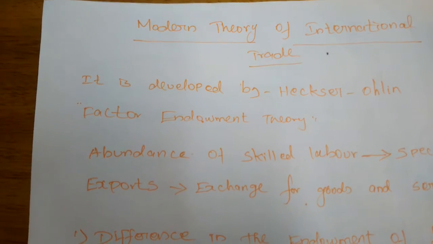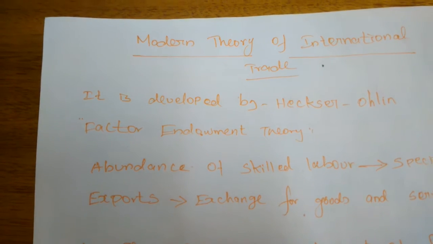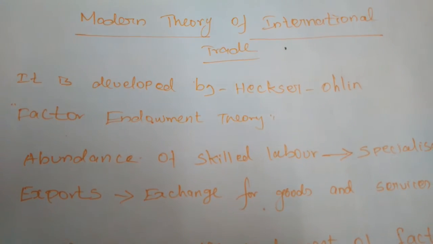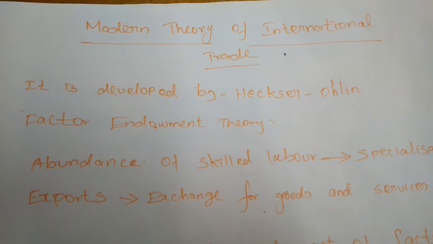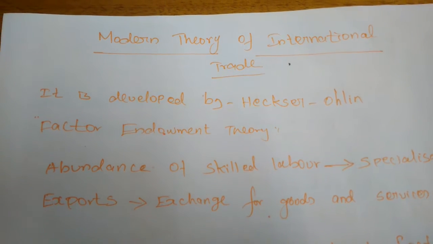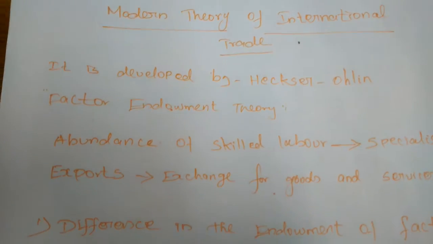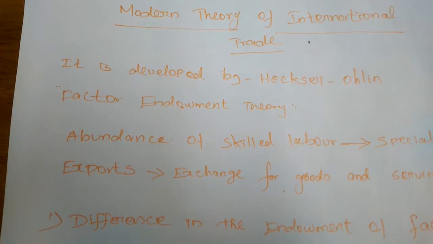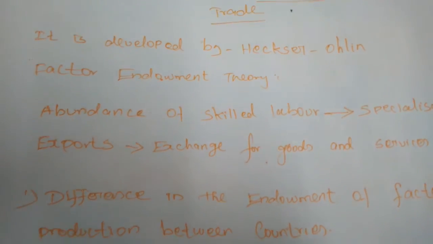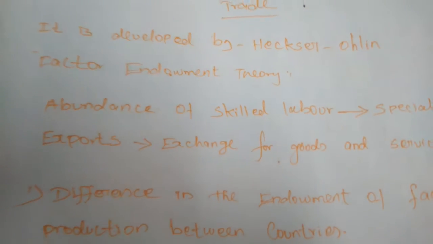The modern theory of international trade was developed by the Swedish economist Eli Heckscher and his student Bertil Ohlin. This model was based on the Ricardian theory of international trade. So what does this theory say? This theory says that the basis for international trade is the difference in factor endowments. Factor endowments means the availability of factors of production, the sources of factors of production.